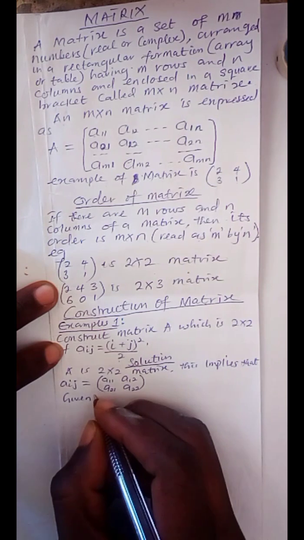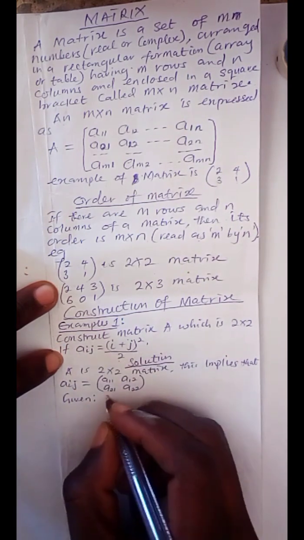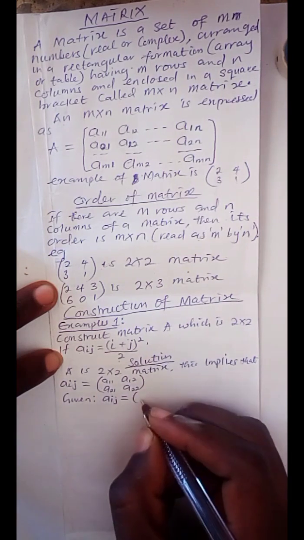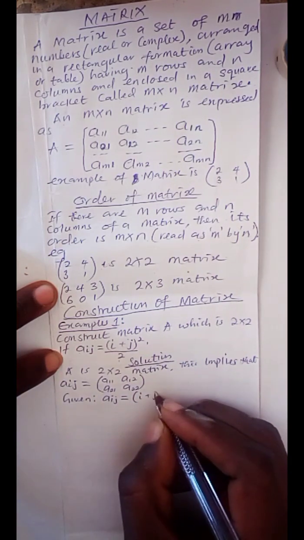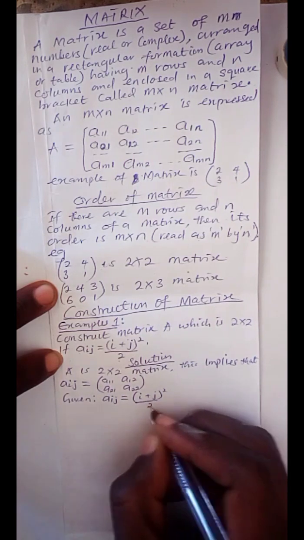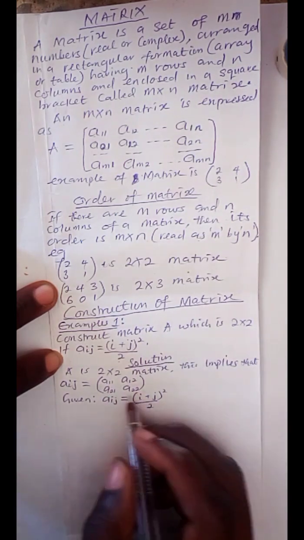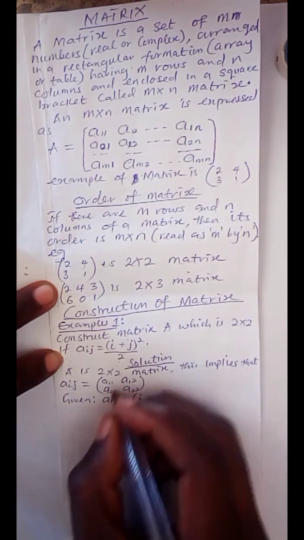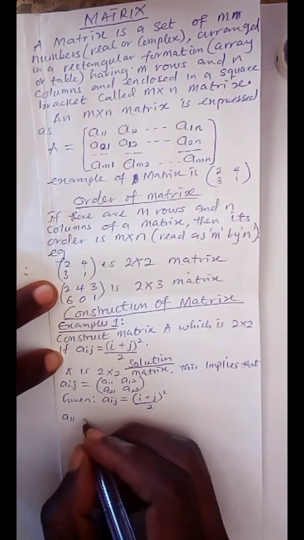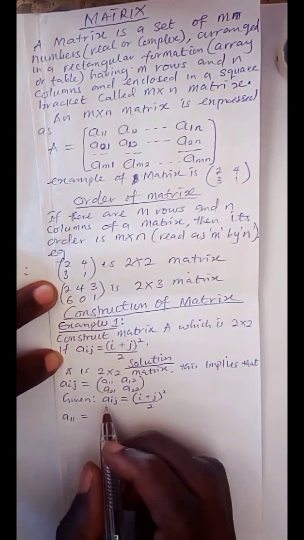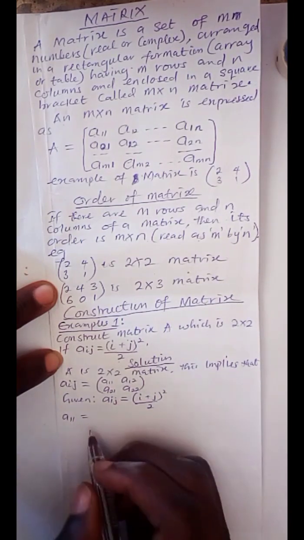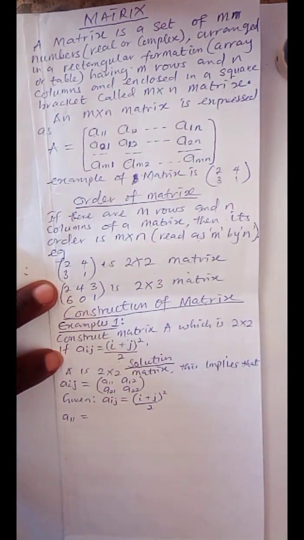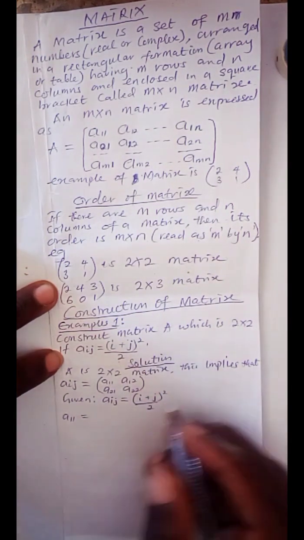So we are given that Aij is the same thing as (i plus j) square all over 2. So we're going to pick each and every element here and determine its value using this equation. For the first one, A11, here i is 1 and j is 1. Therefore, we're going to substitute the values here.